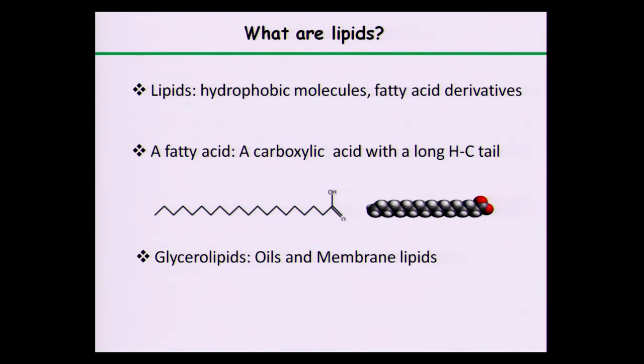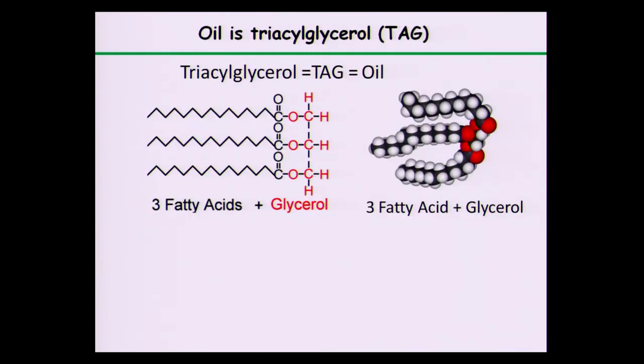So one major class of lipids are glycerolipids, including oil and membrane lipids. So oil, also called triacylglycerol, TAG in short. As the name implies, triacylglycerol contains 3 fatty acids attached to a glycerol backbone, so called triacylglycerol. So again, this is the chemical structure. Here is a 3-dimensional molecular structure of triacylglycerol.